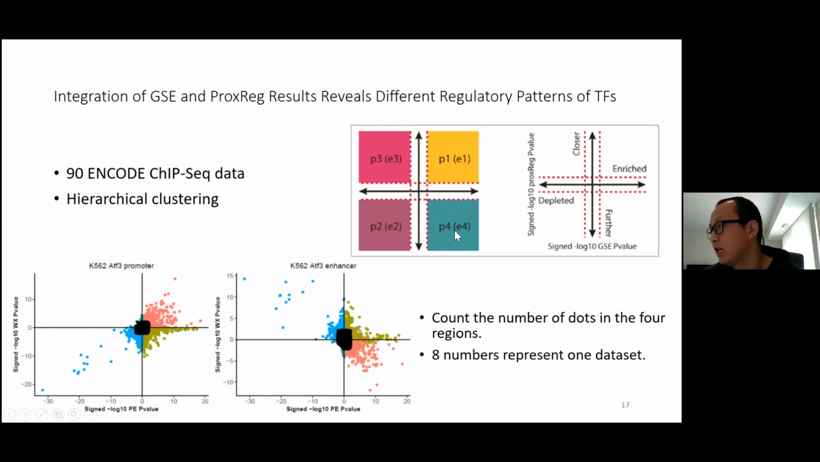If the dot has a larger number on the x-axis, it is more enriched. If it has a larger number on the y-axis, it is closer to this region. When we count those numbers, we count how many dots are in these 4 regions. The black dots here are not significant, so we didn't count them. We just count the results significant for both the GSE test and the proximity test.